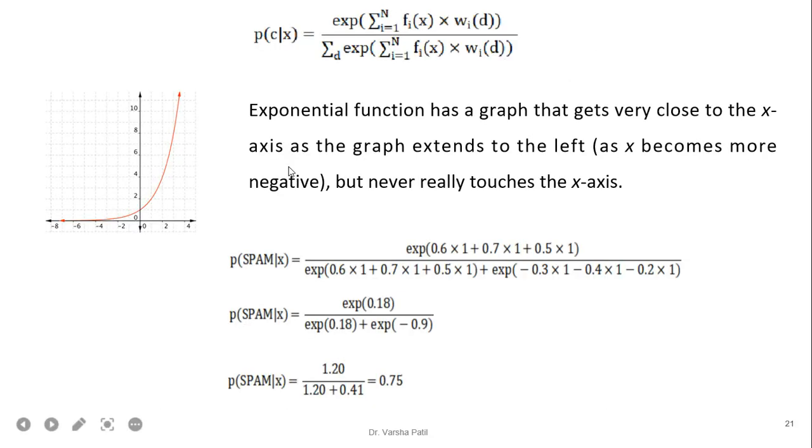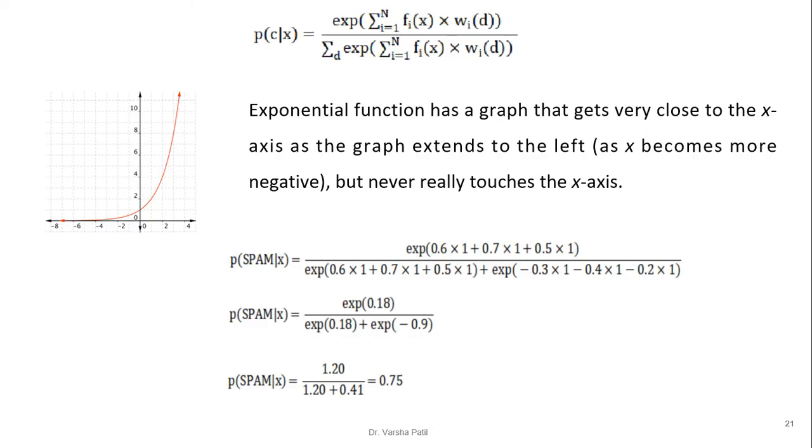Now this is the formula. Why do we use the exponential function? This is the same as we used in logistic regression. The exponential function has a graph that gets very close to the x-axis as the graph extends to the left, as x becomes more negative, but it never touches the x-axis. That's why we use the logistic regression formula in the form of an exponential function.